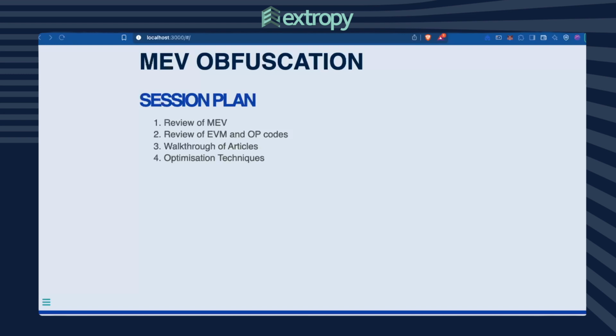But really, the main part of it is meant to be about some very low level techniques that we can use, and just to go through those. So we're going to start off with a quick review of MEV. There are different aspects to this, and I'll probably leave you to read some of the notes for that. Then we'll talk a little about the EVM and opcodes, because that's really at the heart of what we're going to be doing. Then we can make a start on the articles themselves and walk through those.